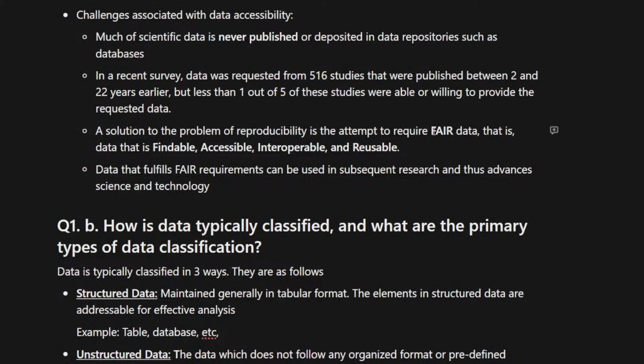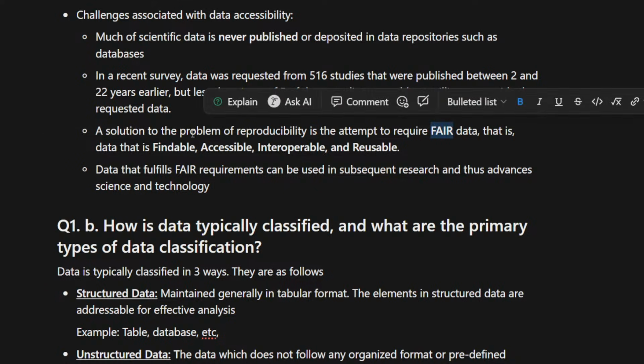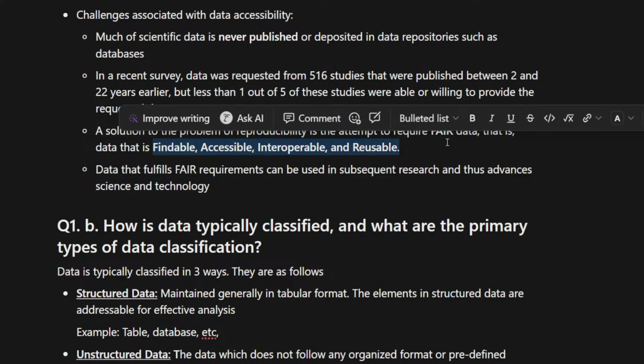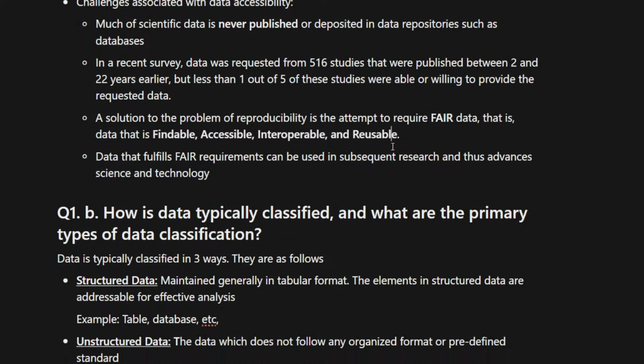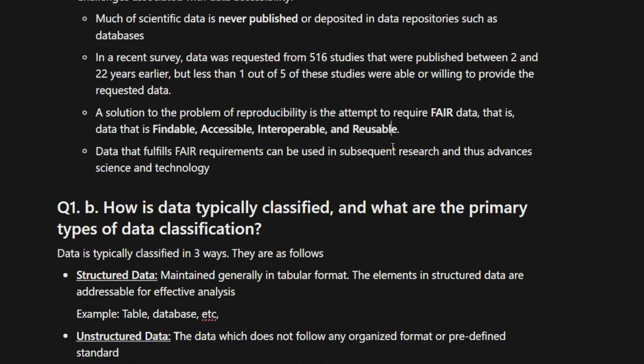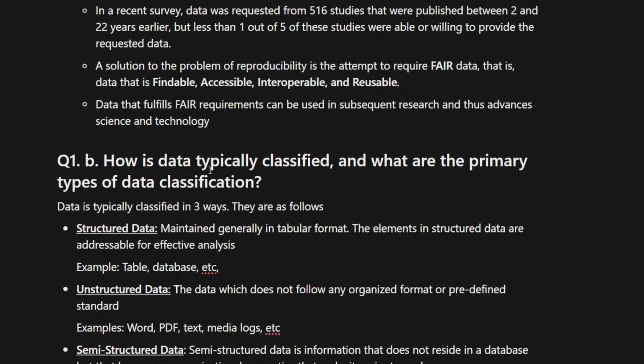This is important, this FAIR data. A solution to the problem of reproducibility is the attempt to require FAIR data. The abbreviation of FAIR is given here: findable, accessible, interoperable, and reusable. This is one of the important topics in that entire topic. Data that fulfills FAIR requirements can be used in subsequent research and thus advances science and technology.